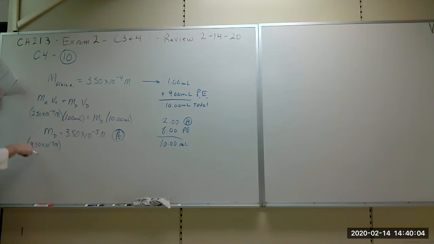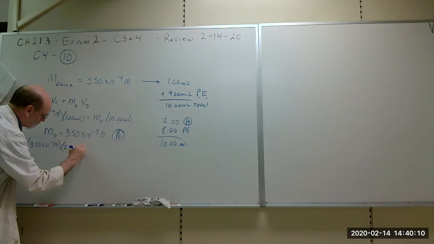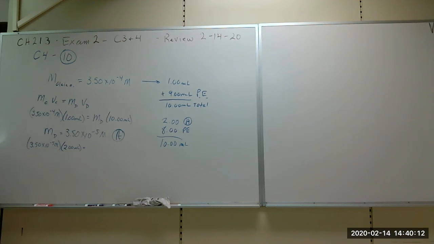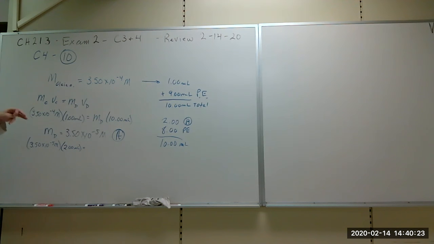Because we're diluting it to something else. And the volume that we took out of it was 2 milliliters, right? While I'm at it, notice that milliliters are on both sides. So they cancel. This is a ratio, so you don't have to convert it to liters to use this expression, because the milliliters are on both sides. They will cancel.